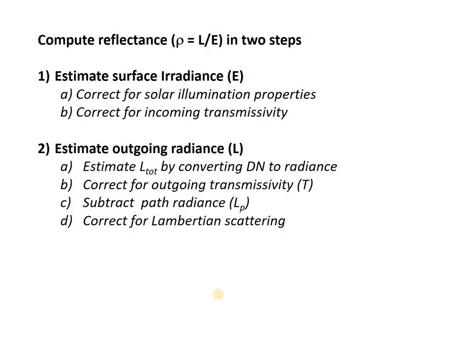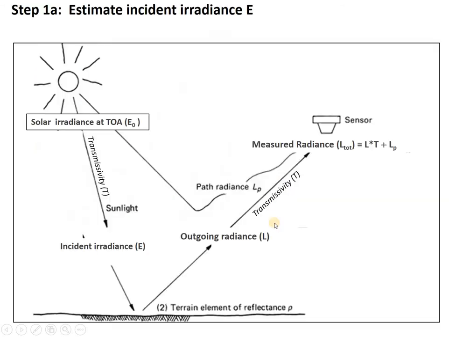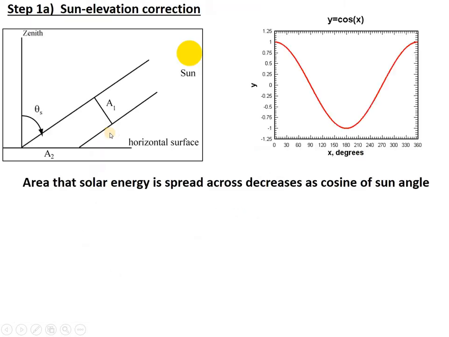We're going to do this in two steps. First, we'll estimate E. We're going to correct for solar illumination properties and correct for atmospheric transmissivity. And then in the second part, we're going to estimate L, or outgoing radiance, by converting DN to radiance, again correcting for the outgoing atmospheric transmissivity, subtracting path radiance, and then correcting for Lambertian scattering. So let's get started by estimating E. That's going to start with an estimate of this value, E naught, up at the surface.